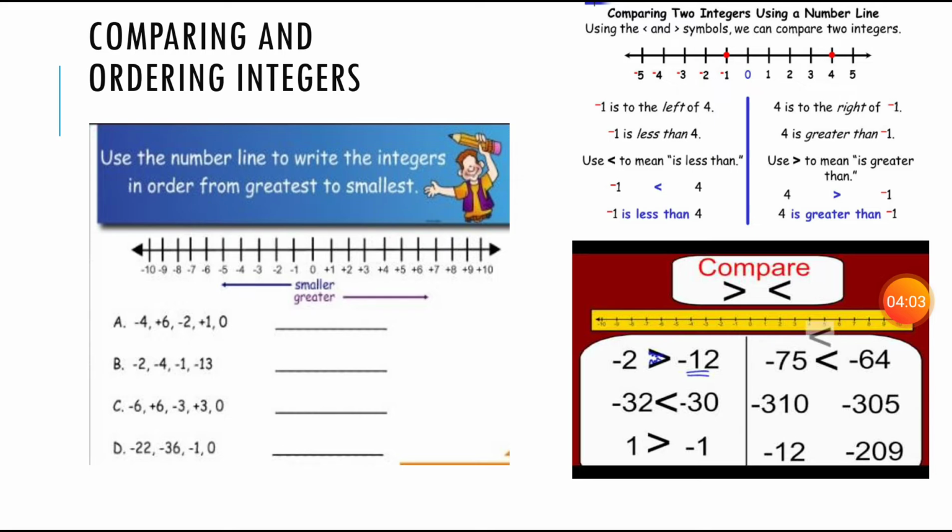Now, we can use the number line to write the integers in order from greatest to smallest. There are some set of numbers given here. You can arrange them in the descending order.